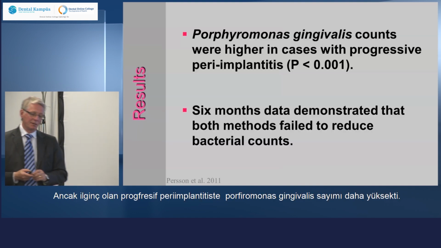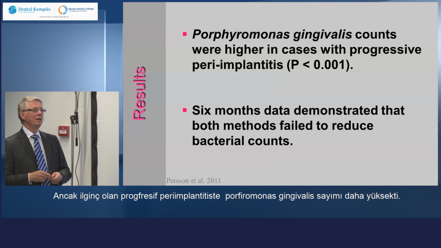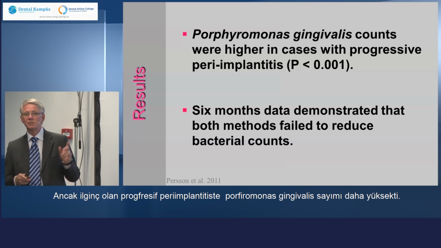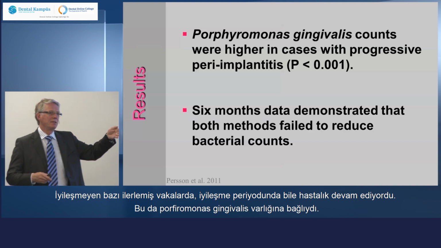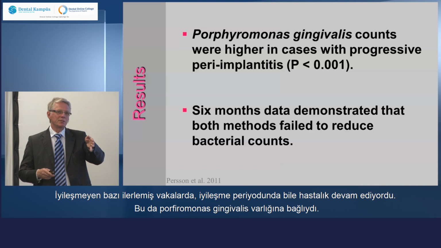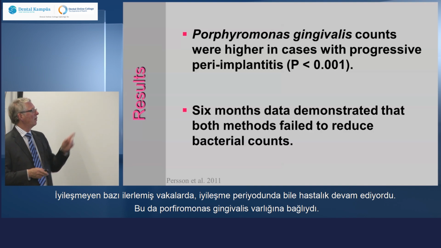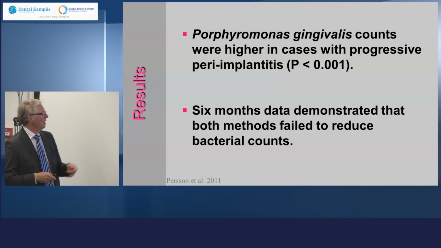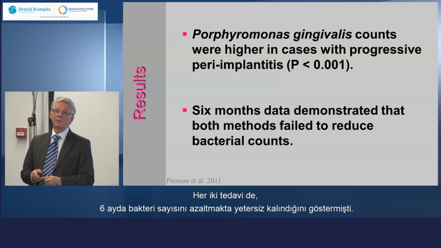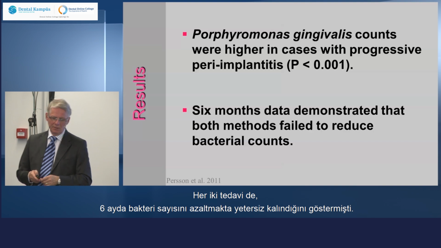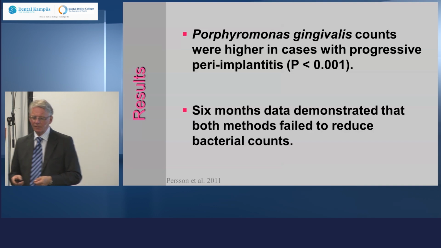But the interesting thing as such was that Porphyromonas gingivalis counts were higher in cases with progressive disease. Because, of course, in some of those advanced cases, it didn't heal. There was a slight progression over the healing period, and this was related to the presence of Porphyromonas gingivalis. And both therapies showed at 6 months that they were not able to reduce the bacterial counts.